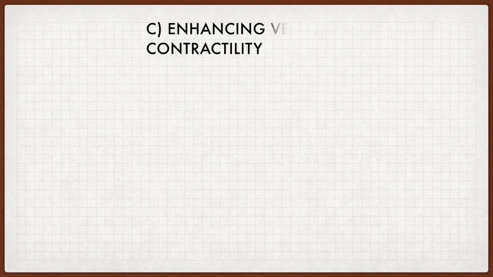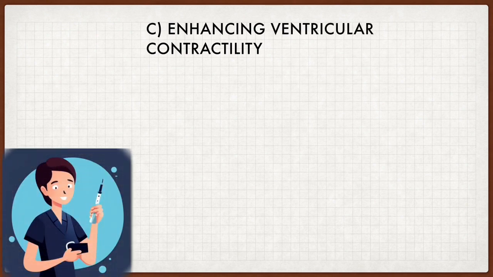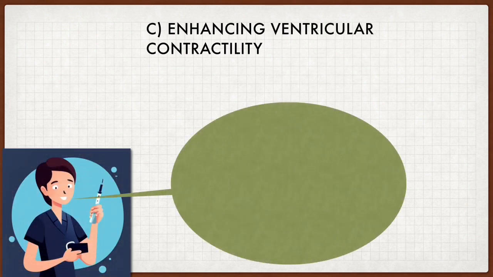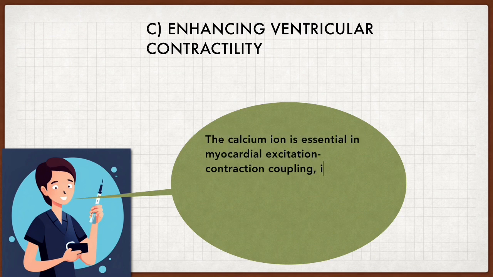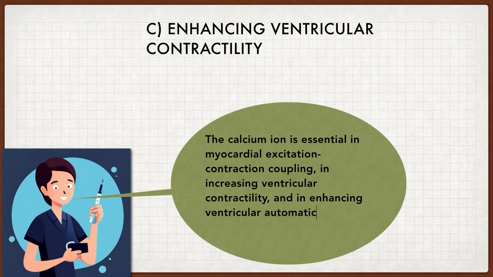C. Enhancing ventricular contractility. The calcium ion is essential in myocardial excitation contraction coupling, in increasing ventricular contractility, and in enhancing ventricular automaticity during asystole.